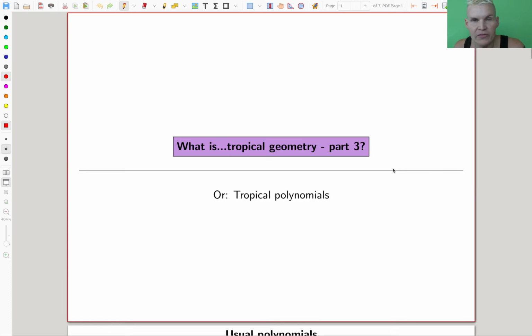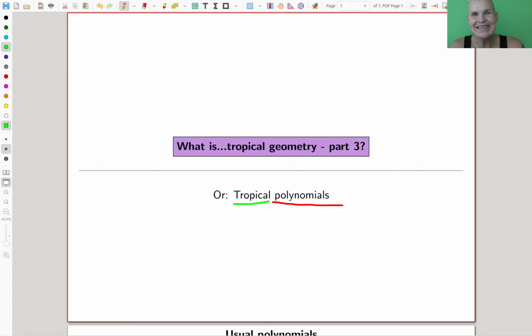Okay, welcome everyone to this continuation of what is tropical geometry. Today I would like to talk about polynomials, but not just polynomials. Polynomials are too boring, I'm going to talk about tropical polynomials, which are easier than polynomials, so in that sense they're even more boring. But anyway, so algebraic geometry should be about polynomials, not just should be.